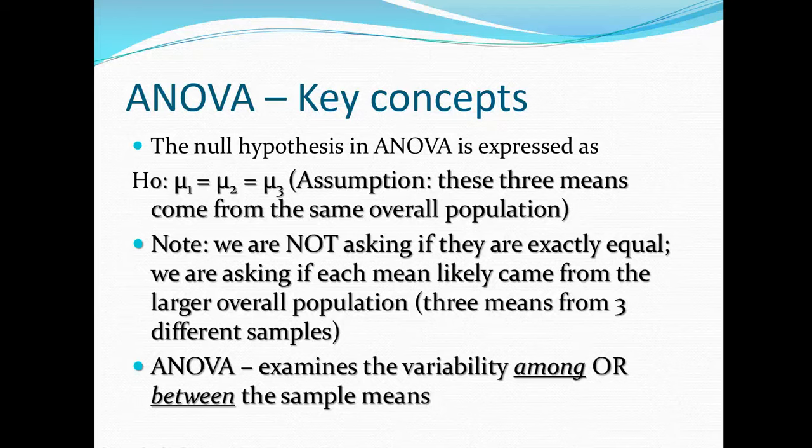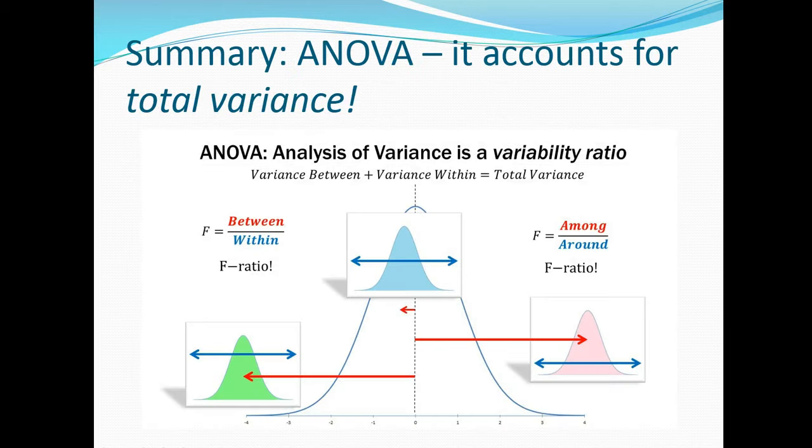ANOVA, always remember this, examines the variability among or between the sample means, and that's why it accounts for the total variance. It examines the variability among, which is 3, or between, which is mu1 to mu2, mu2 to mu3, because they're next to each other. So between the sample means of two populations. Simultaneously, ANOVA will account for the total variance.